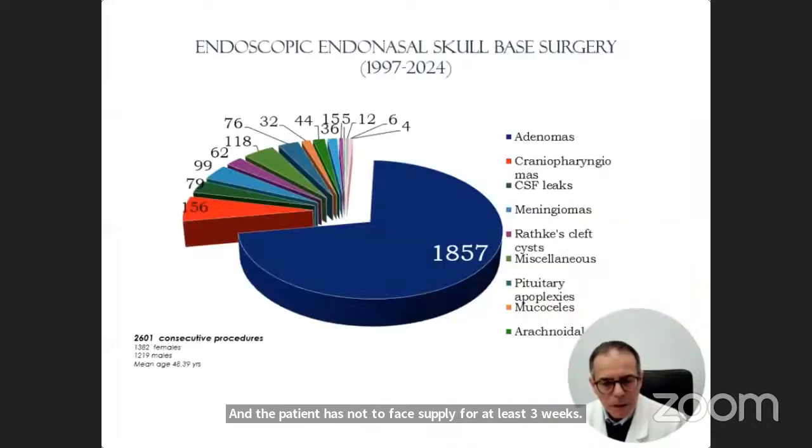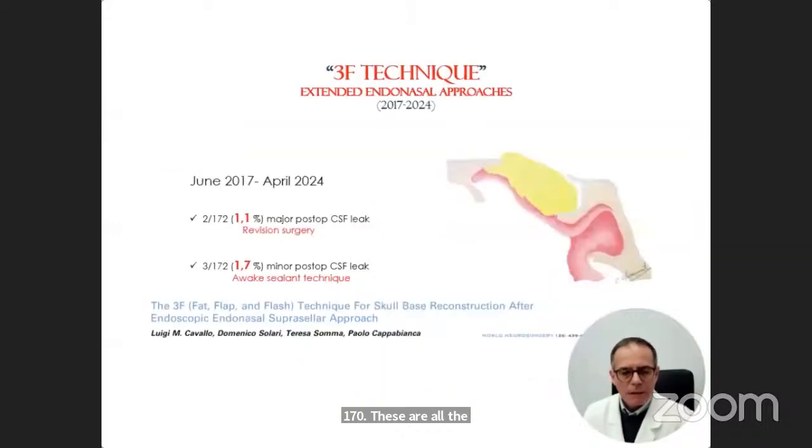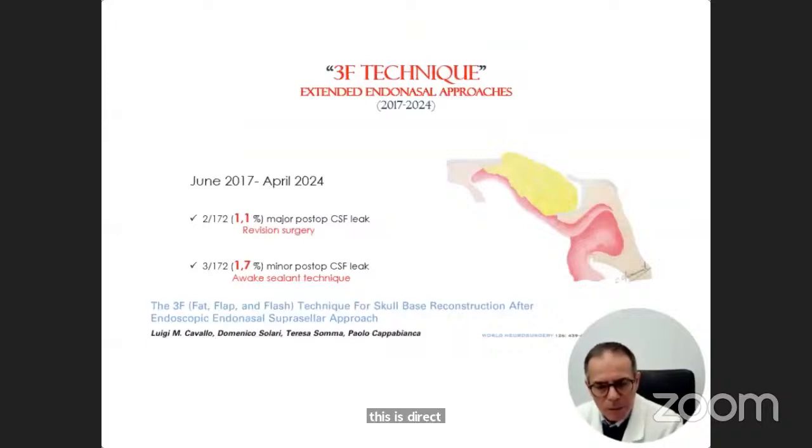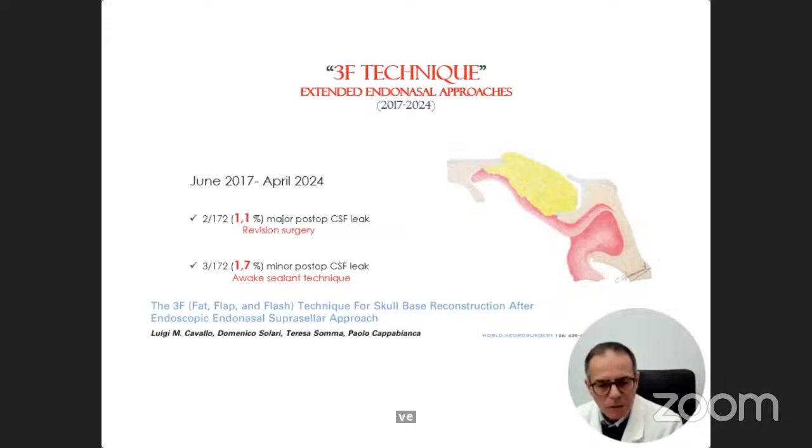So in our series, we have used this 3F technique over the last 170 cases of extended approach for a variety of skull base lesions. And this is the rate of post-operative leak, very, very low, similar to the rate of pituitary surgery. Only in 2 cases did we have to reoperate on the patient because of post-operative leak. And in just a few cases we had to inject some additional fibrin glue into the sphenoid sinus to control a minor leak.